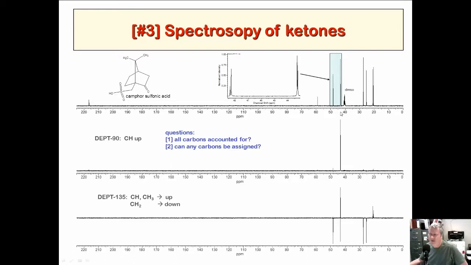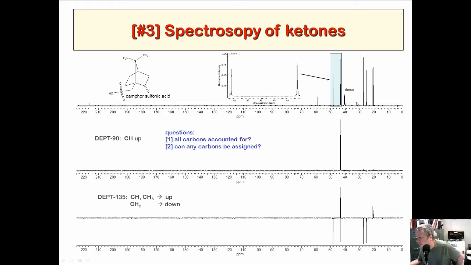Okay. Anyway, and then so CHs are up. We see a CH. There's only one CH, so now we know where the CH is, right? And then we also see 4 CH2s. 1, 2, 3, 4. We got our 4 CH2s. And then CHs are up and CH3s are up. So we see these two peaks on the right are CH3s. Okay. Anyway, that's pretty cool.